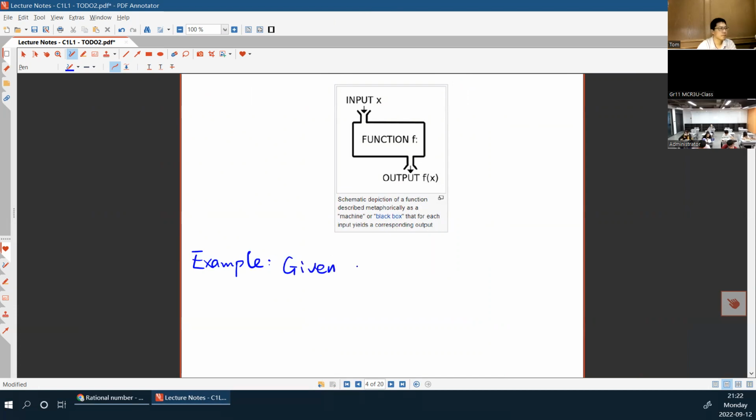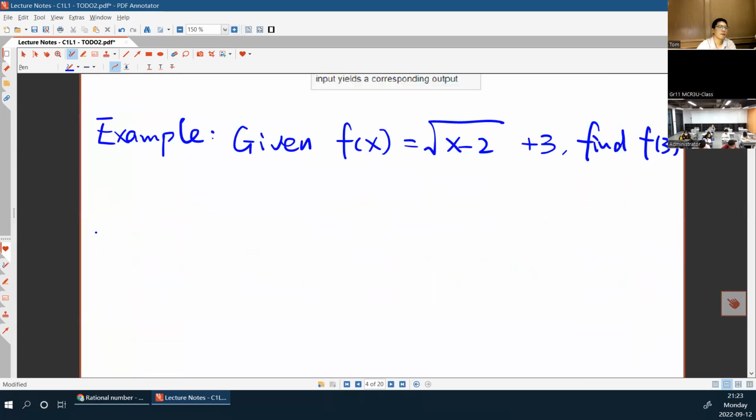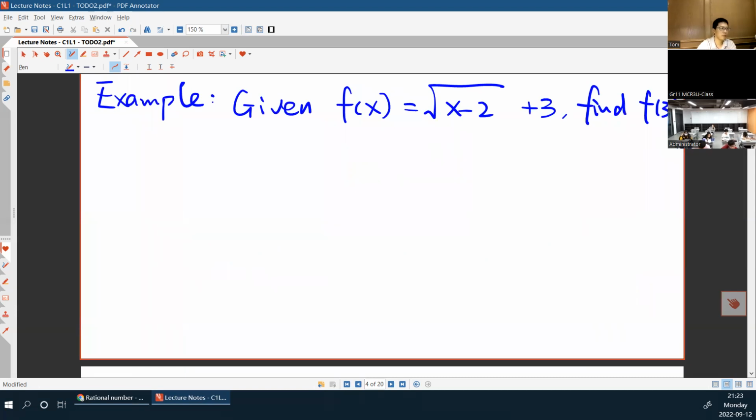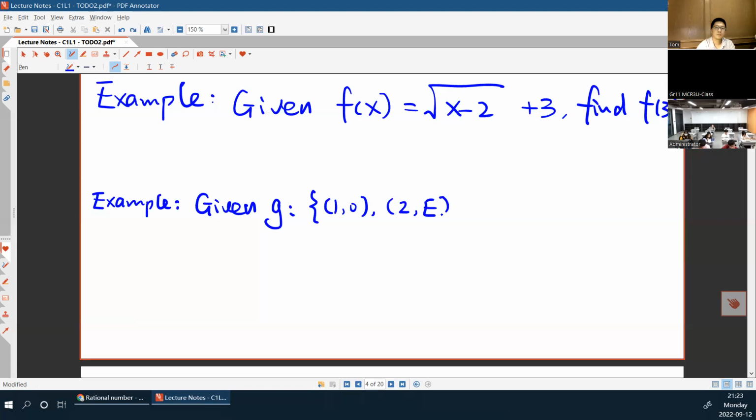Given f(x) equals square root of x minus 2, plus 3, find f(3). Okay, I'll give you 1 minute to think about this question. And in the meantime, I'll give you another example. Okay, given another function g, then find the image of 5.